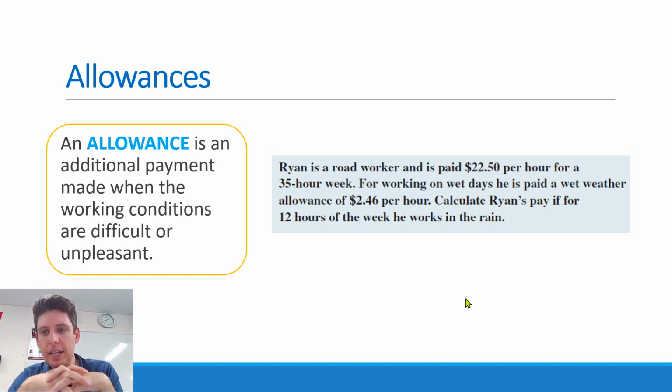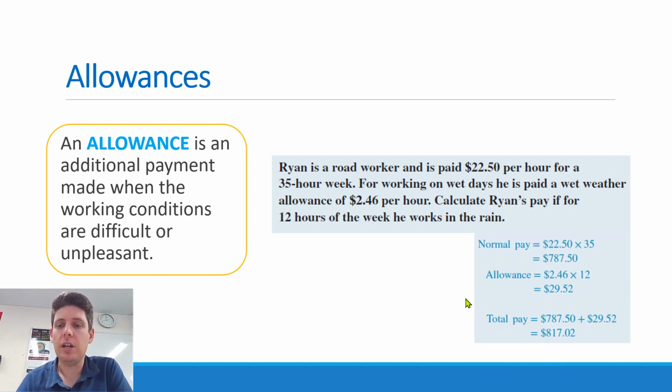So you've got Ryan, he's working in the wet weather, his allowance is $2.46. So you add that on top of his hourly wage to calculate his total amount. So normally his weekly pay, 35 times 22.5. But there's this extra amount, but only for 12 hours of the week. So we do his normal amount, 22.5 times 35, and the allowance times 12. And then we add those total amounts together to get the total pay.